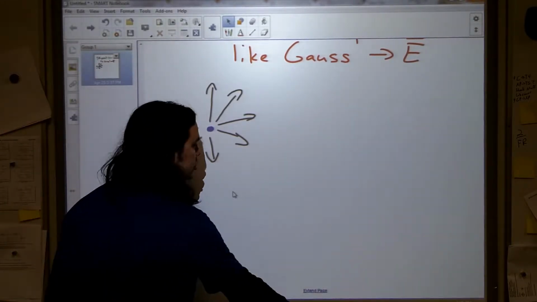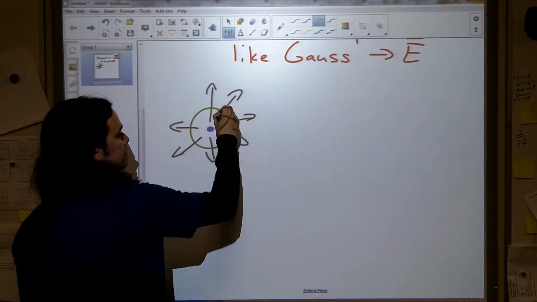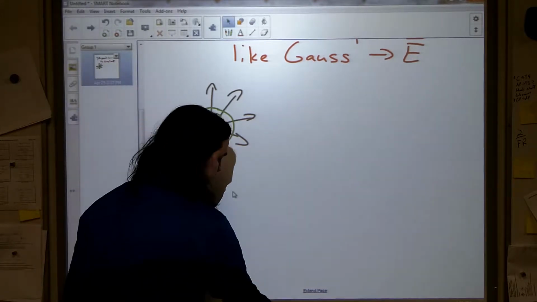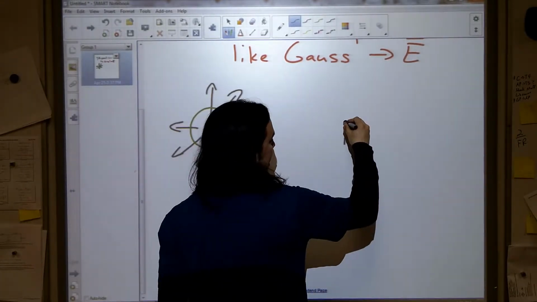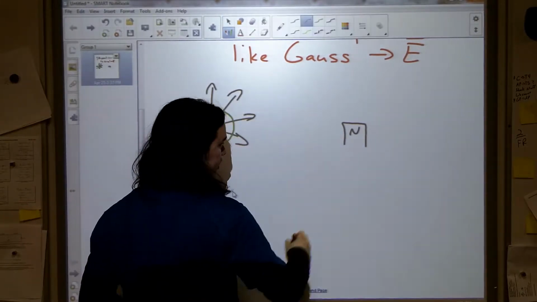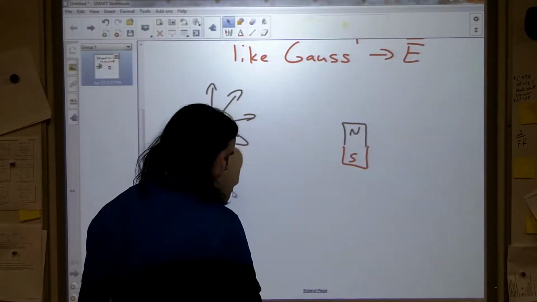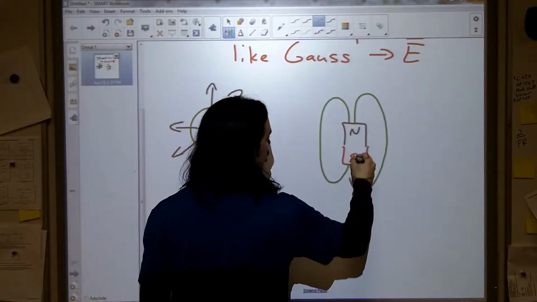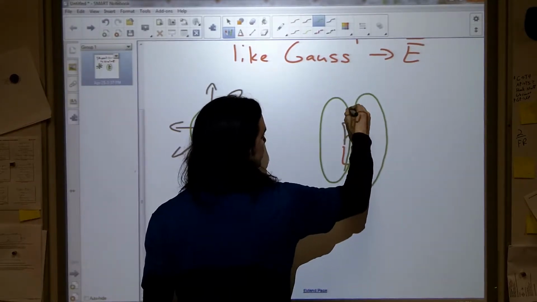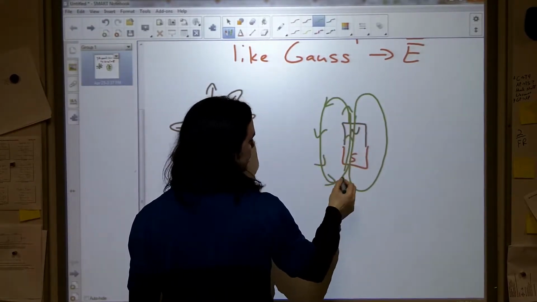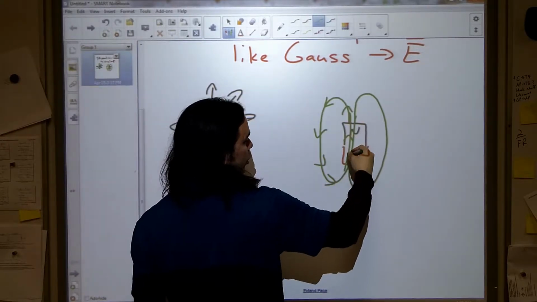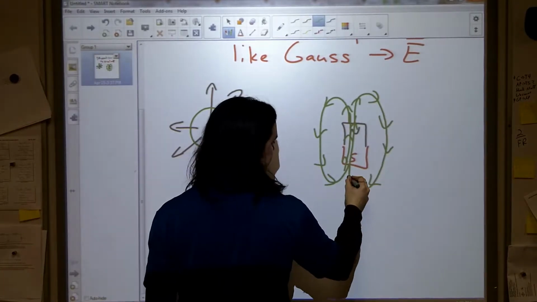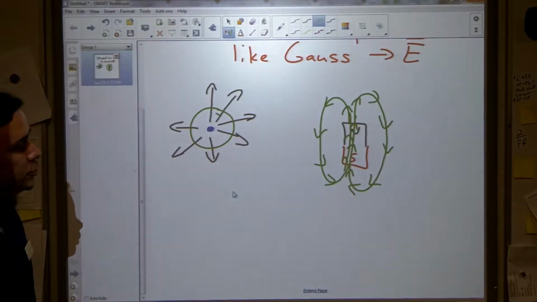Here's the problem. If we do a Gaussian surface, a Gaussian bubble, like we did before, I want you to imagine that this is a spherical shell, a bubble around it. I want you to think about this. If we have a magnet instead, we've got a north pole and we've got a south pole. And one of the big differences about magnets is they always come in pairs, and more to the point, the magnetic fields are always closed loops. The magnetic field lines point the direction north would go. They point from north over to south. So we end up with this.